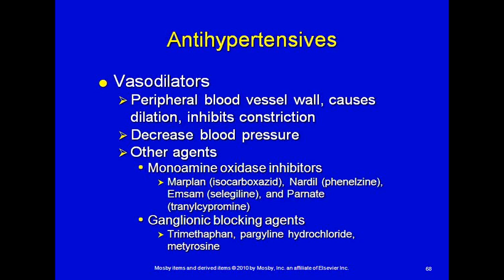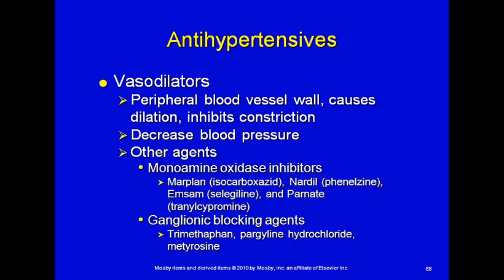Vasodilators can be taken to lower the blood pressure as well. Vasodilators work in the peripheral blood vessel walls, causing the walls to dilate and inhibiting constriction out here in the periphery. Again, anytime you dilate vessels, you're going to decrease blood pressure. A common vasodilator used to lower blood pressure in an acute stage would be nitroglycerin, because nitroglycerin does relax smooth muscle, causing dilation of the blood vessels out here in the periphery, and it does drop the blood pressure.